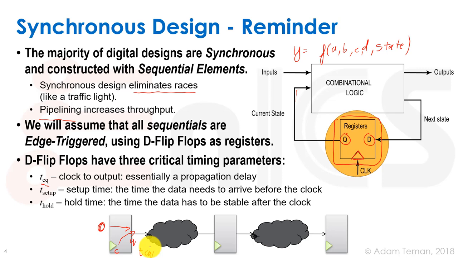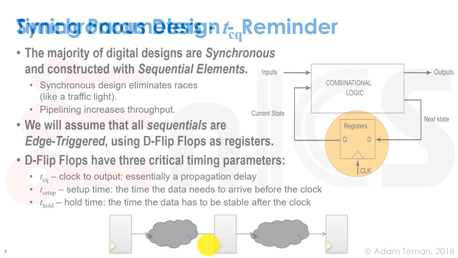The second timing parameter is what we call setup time. Setup time is the time that the data has to arrive at the entrance to the flip-flop before the clock actually rises, to ensure that it's captured in a correct fashion. The third parameter is called T-hold, which is the amount of time that we have to keep our data stable here at the input to the flip-flop after the timing edge. I'll discuss that in more detail in the following slides.